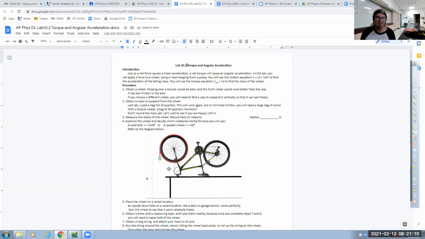Okay, they're all fixed. So what you're going to do is take something that has a wheel. What I'm showing you in this picture is I've put my bicycle up onto the garage bench so that the wheel is about head high up in the air. Then you're going to wrap a string around it. You don't even need to attach the string, because the rubber of the tire will give enough friction to the string. And then you're going to attach some kind of mass.